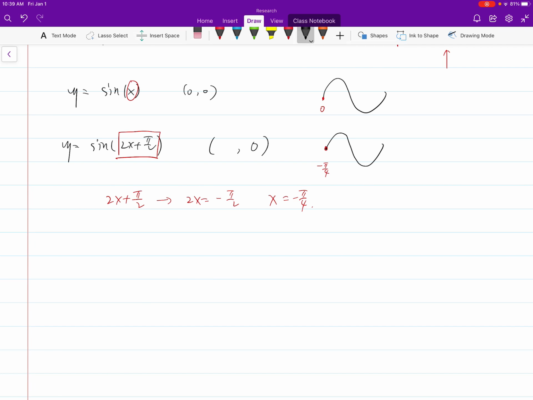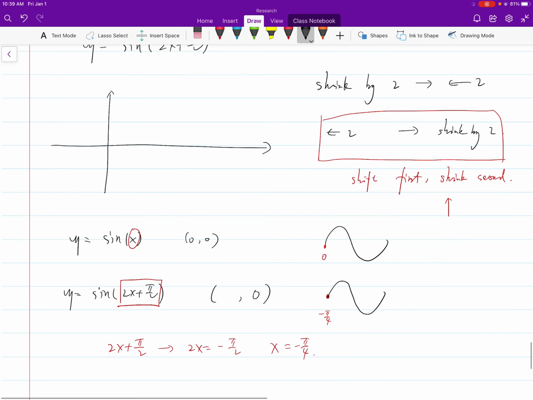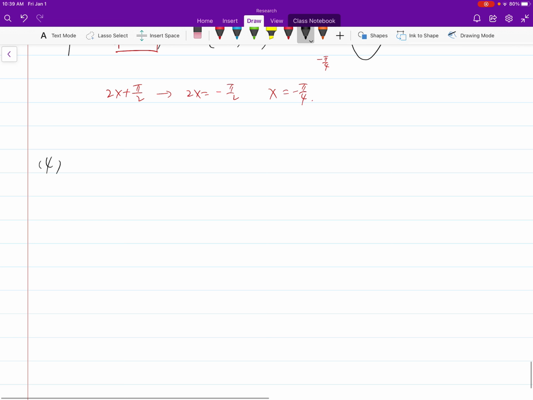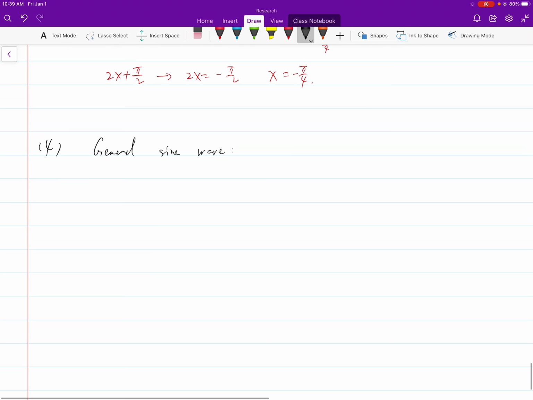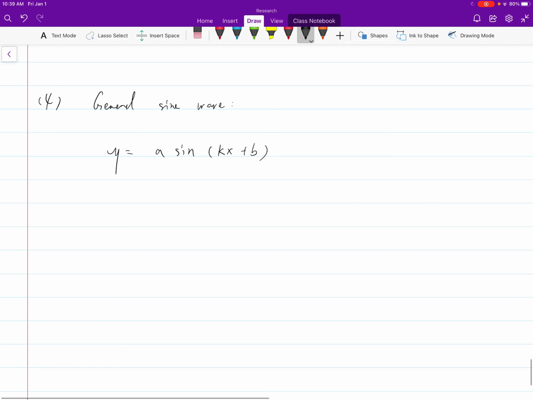Then you can start to make some wave look like this, which you need to shrink first, maybe shift a little bit, maybe amplify a little bit. That should give you every single wave you need. Let's see some examples. Before you do that, let's write down everything. So the general sine wave should include these 3. That is y equals a sine(kx plus b).